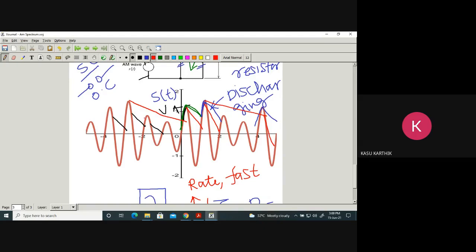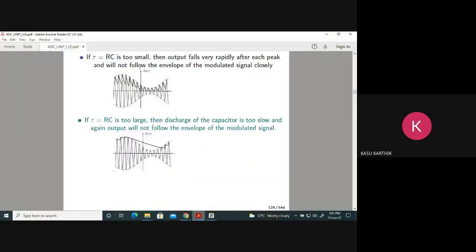So if it is slow, we are missing these variations. We are missing these in-between amplitude variations. You are getting from here to here directly; these two are missing. That's why the discharging time constant should be neither too small nor too large. It should be moderate. What is the moderate value of the discharging time constant?